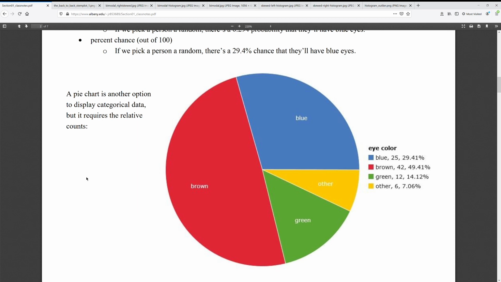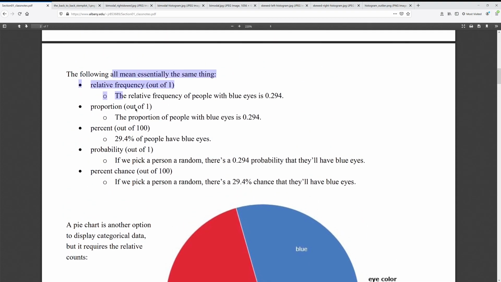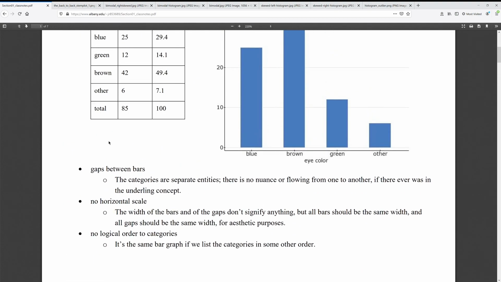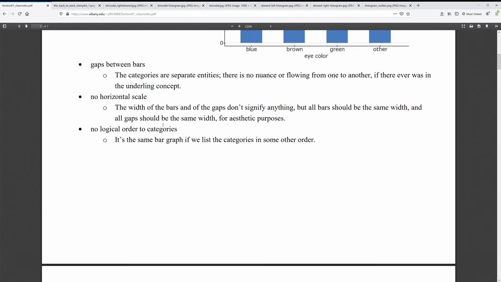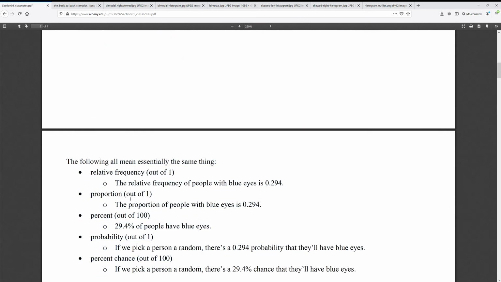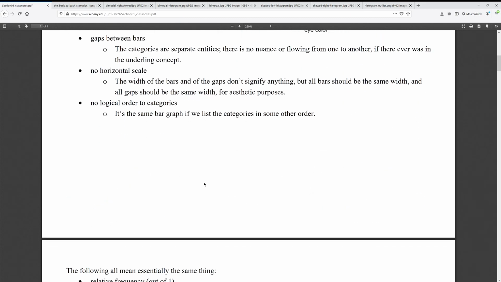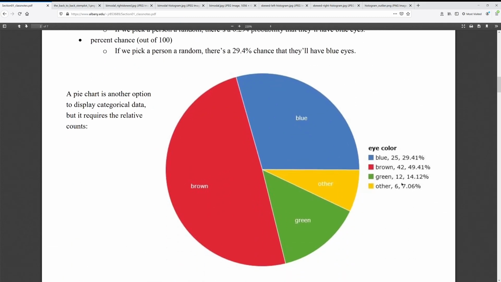So a pie chart here, I don't know why I picked red over here. I guess it was just the default on whatever program I used it for. But you get the idea, right? First of all, notice that the pie chart has to use relative amounts. Out of 85 is not going to give you anything like a pie chart. Out of the whole thing, out of 100, out of 1, that will give you a pie chart. So it doesn't matter whether you do percent or proportion necessarily. I've put it as percent here.